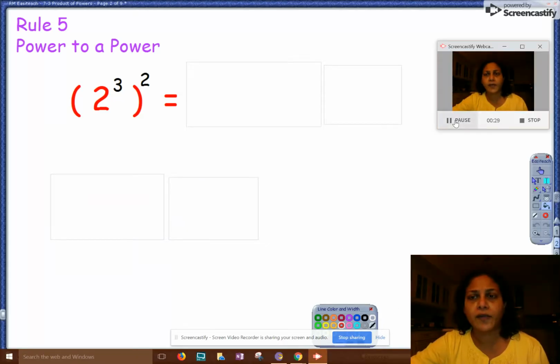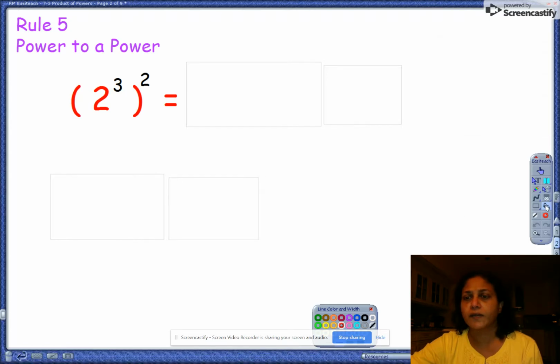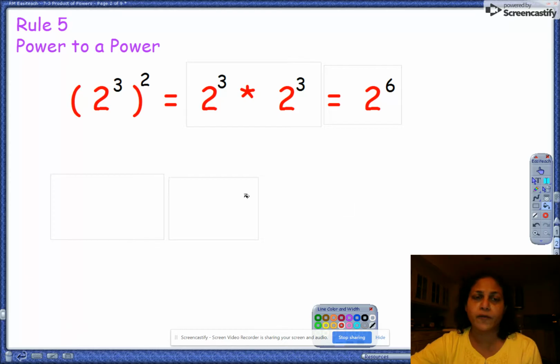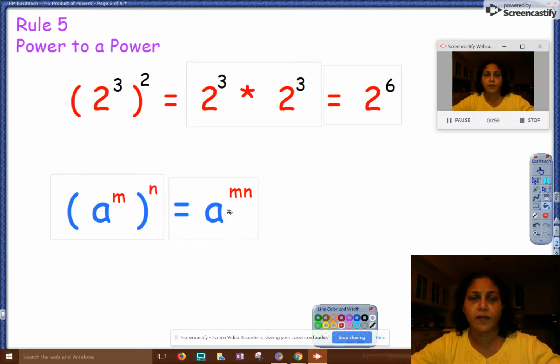So today we're going to go over rule number 5. What happens when a power is raised to another power? So if it's 2 cubed squared, it really means 2 cubed times 2 cubed, which turns out to be 2 to the sixth power. Therefore, we can say that a to the m raised to the nth power is a to the mn power.